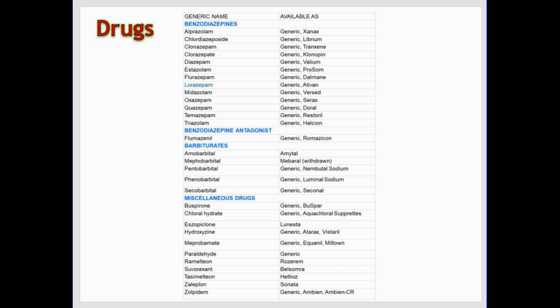Okay, sedative hypnotics. Basically, these are the drugs. Major categories: benzodiazepines, barbiturates, and miscellaneous.